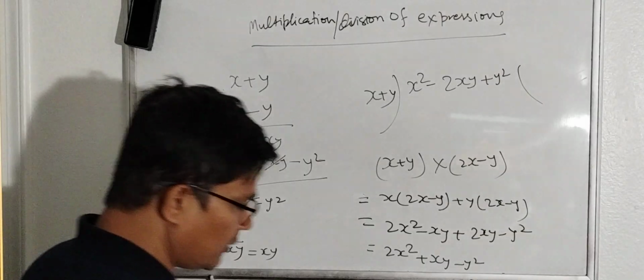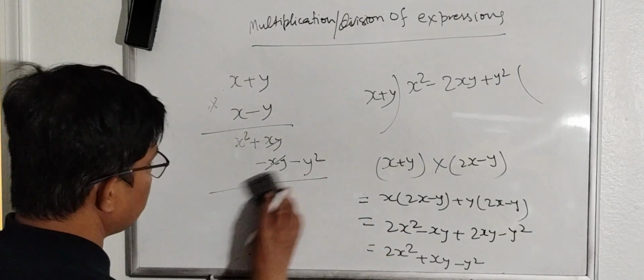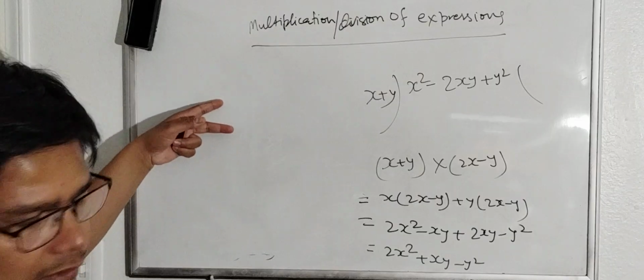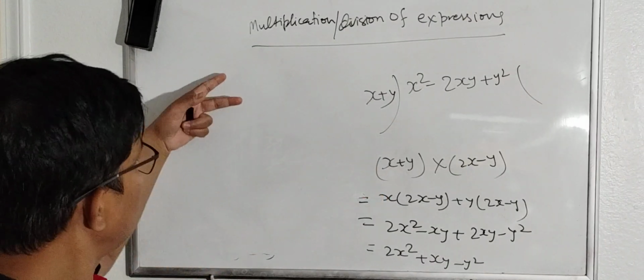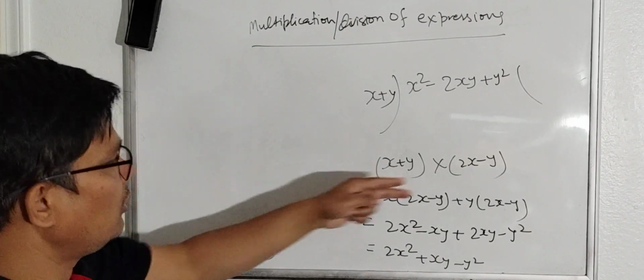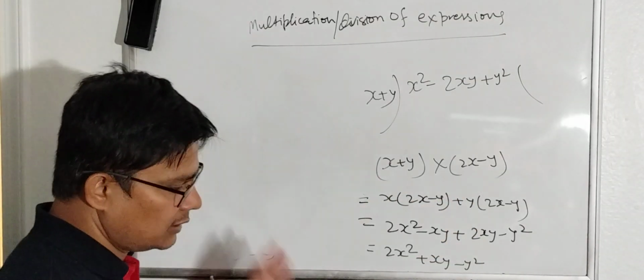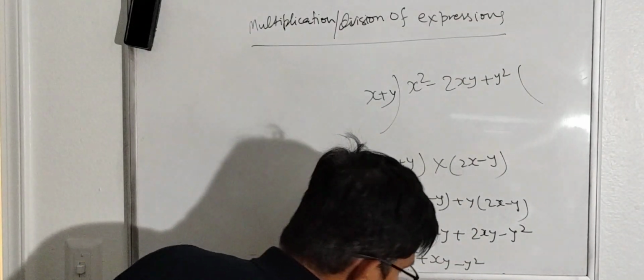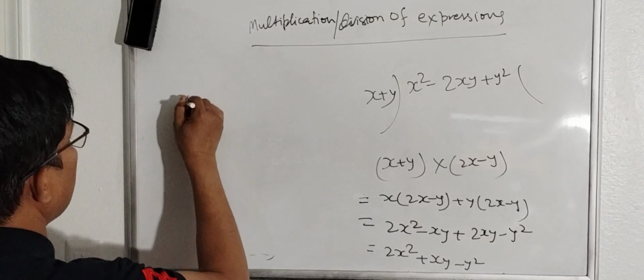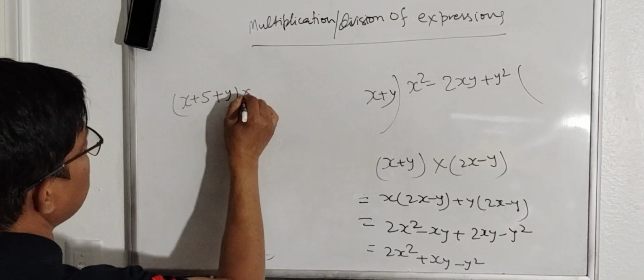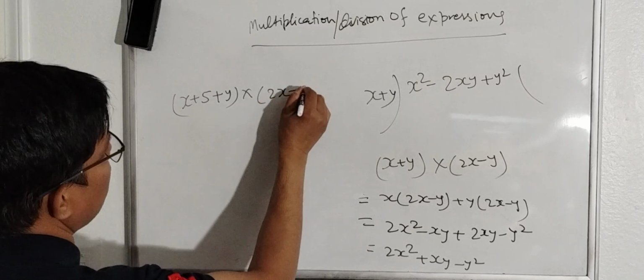Let's take another example where we have some constants. Did you understand? You can write either in vertical position or horizontally. I like this one, no confusion here. So let's take another example: x plus 5, plus y, times 2x minus y plus 3.